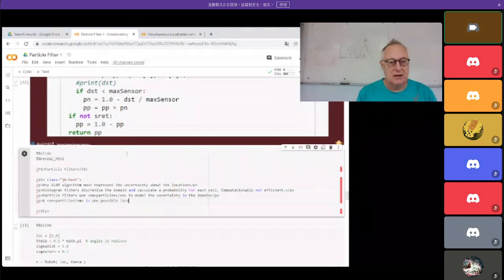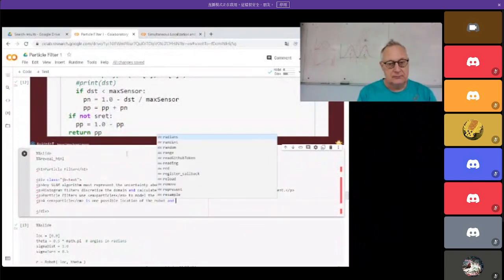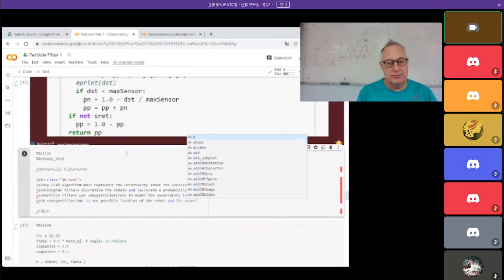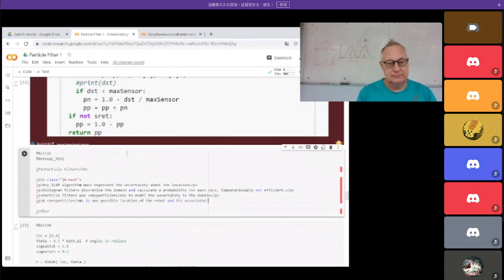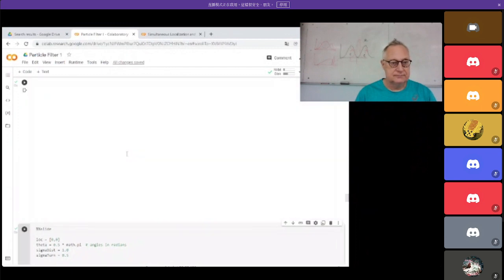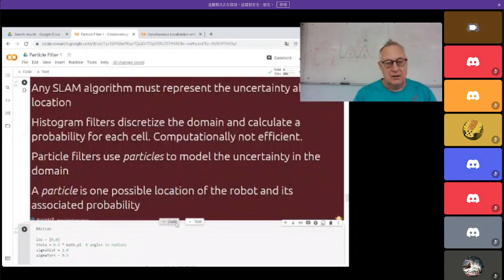And a particle is one possible location of the robot, and its associated probability. So they're like sample traces or sample locations in our environment. So how does that work?